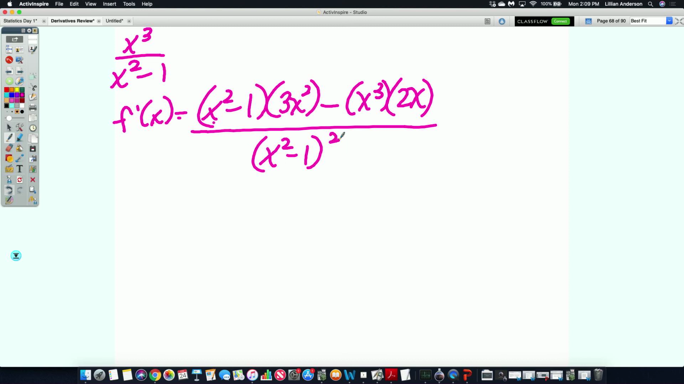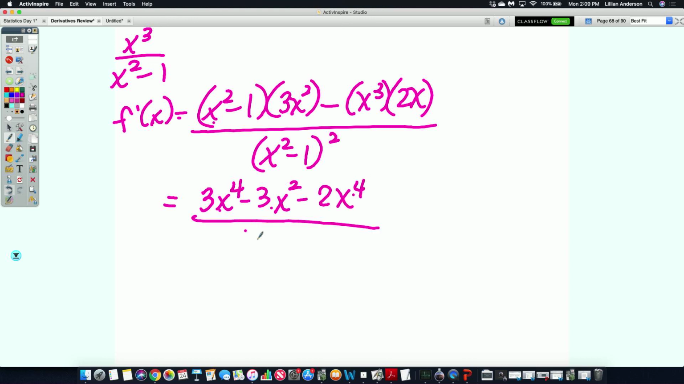I wanted the factored form to see it. So that's going to give me 3x to the 4th minus 3x squared minus 2x to the 4th, all over x squared minus 1, squared.